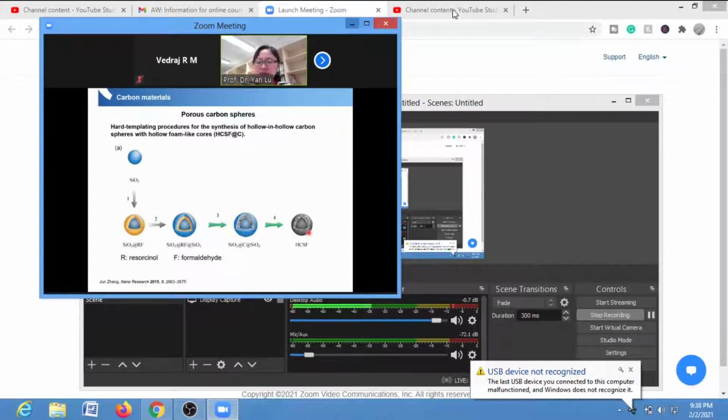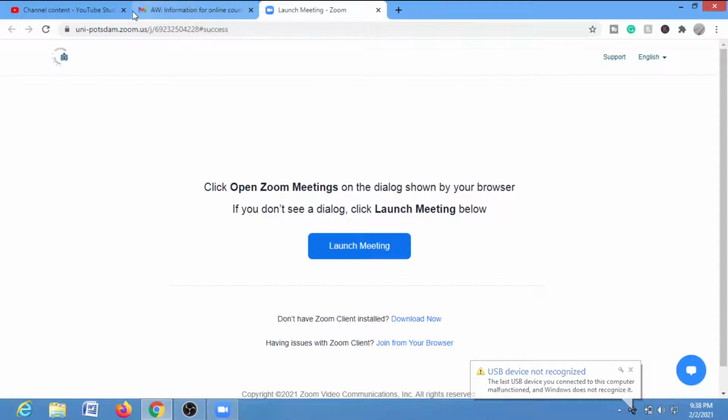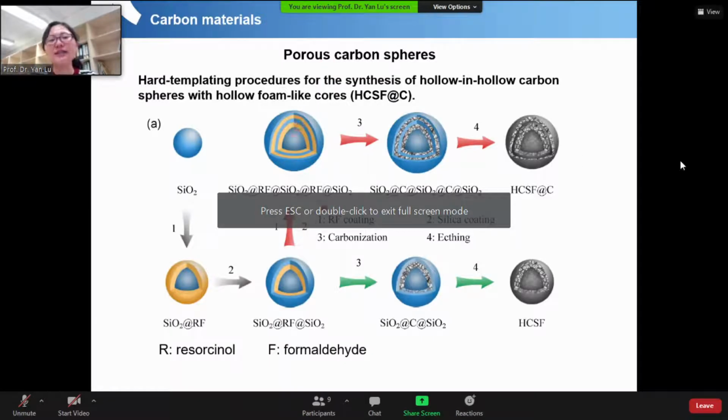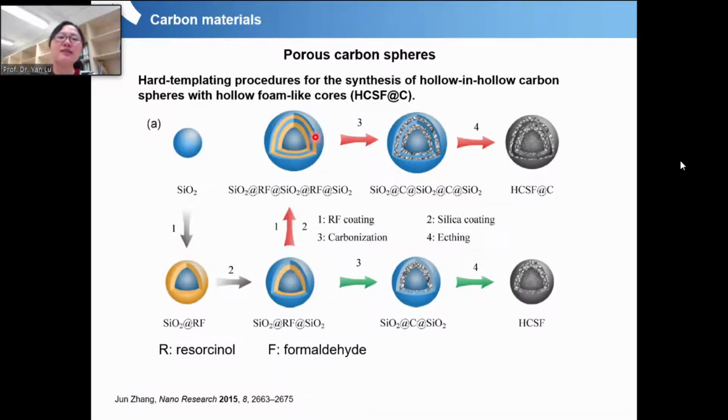And alternatively, they can also make a hollow-in-hollow carbon material. In that case, they repeat this procedure. They coat the silica, then coat the RF resin again, then again a thin layer of silica. And then they do the calcination. Then you see they have two layers of carbon with silica between.